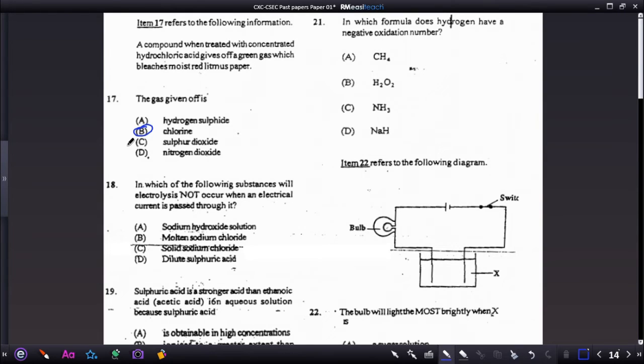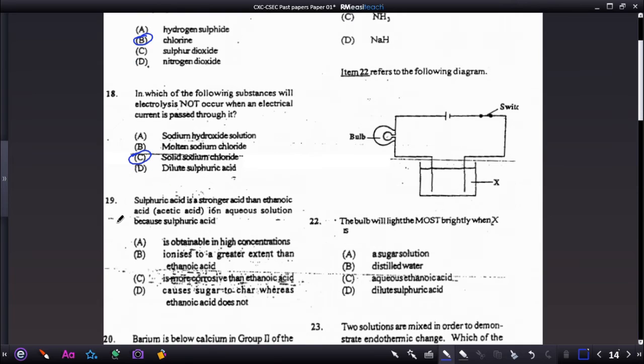Number 18. In which of the following substances will electrolysis not occur when an electrical current is passed through it? A. Sodium hydroxide solution, B. molten sodium chloride, C. solid sodium chloride, or D. dilute sulfuric acid. Of the options there, only C is solid sodium chloride, and because it is in the solid state, the ions are not free to move about to transport the electric current from one to the next and complete the circuit, so the answer is C.